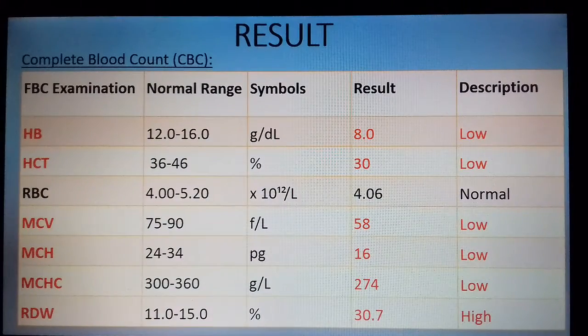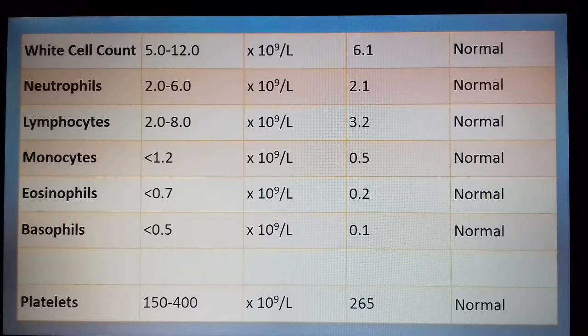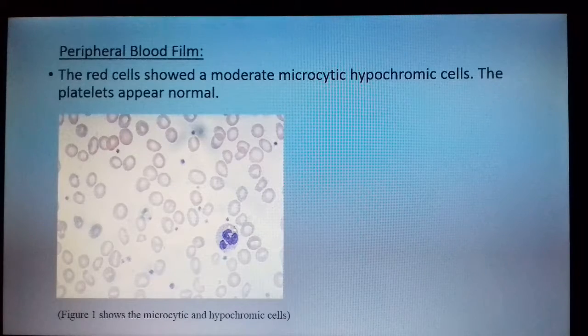The physician requested for complete blood count tests, and the test showed hemoglobin, HCT, MCV, MCH, and MCHC are low, while RDW is high. The white blood cell counts are normal, the platelets are normal. Yet, they requested for peripheral blood film. Under microscope, the red cells showed a moderate microcytic hypochromic cells. The platelets appear normal.